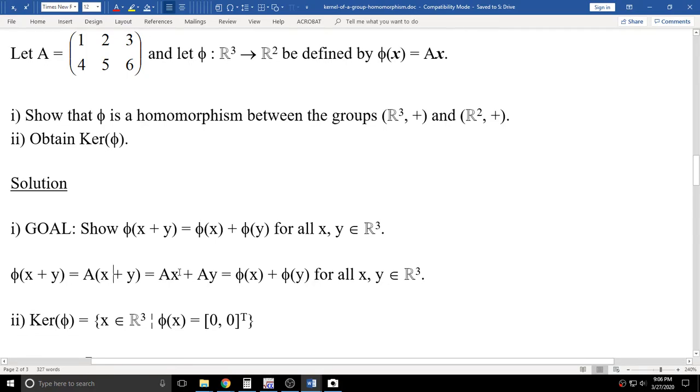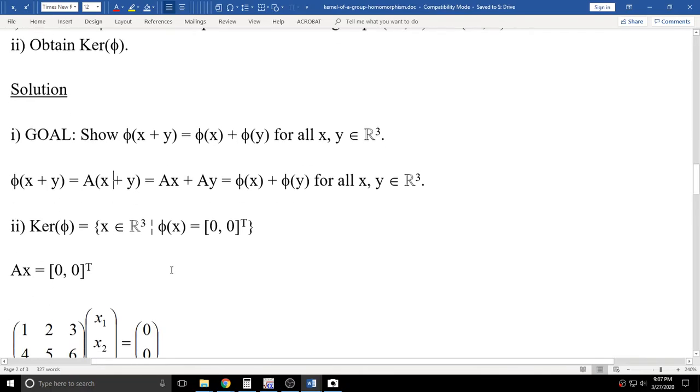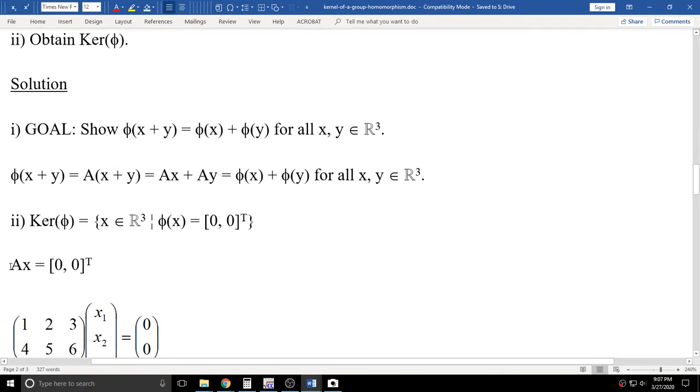Now on to the computation of the kernel of phi. By definition, the kernel of phi is all elements x in R3 such that phi evaluated at x is the zero element of R2, the identity element of R2, which in this case under addition is theta. So what we want to do is solve phi of x equals theta. But remember, phi of x is defined as Ax. So we aim to solve the equation Ax equals theta.